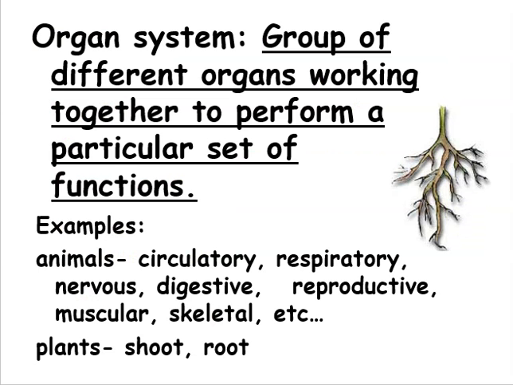Then we have organ system, a group of different organs working together to perform a particular set of functions. So in animals, a circulatory system, respiratory system, nervous system, digestive system, reproductive system, muscular system, skeletal system. There's actually a few more that we're going to have to learn. That'll be kind of the next thing we go into after this. And then plants, there's a couple of different systems listed there. The shoot system, the root system, of course, they also have a reproductive system.